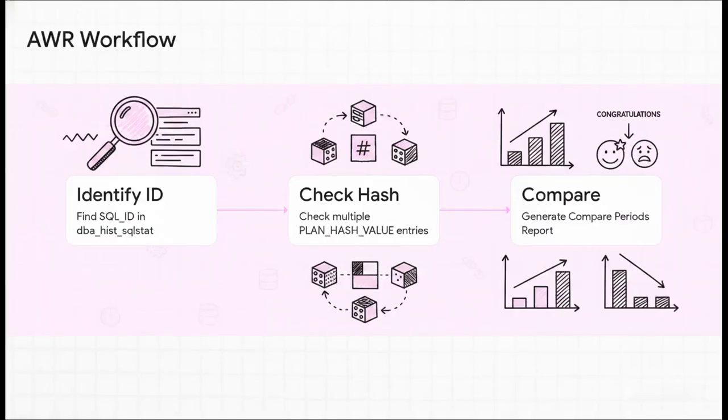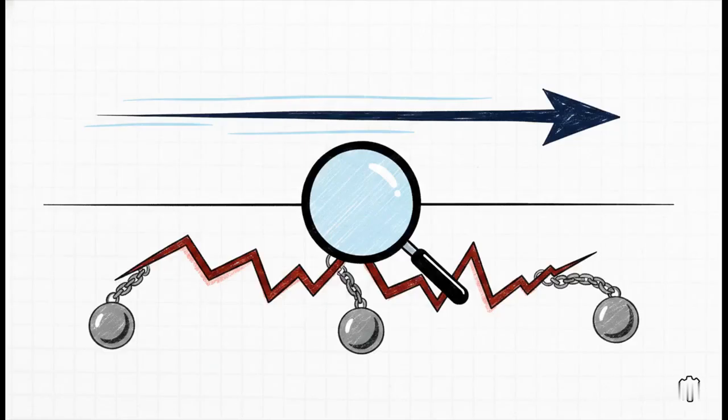So your AWR diagnostic workflow starts with pinning down the SQL_ID. If you don't have it handy, you can query the DBA_HIST_SQLSTAT view to check historical performance metrics like elapsed time. Once you've got your SQL_ID, you check to see if the plan hash value has changed over time. If you query that view and spot multiple hash values for the exact same SQL_ID, well, congratulations, you've just confirmed a plan regression. From there, running the compare period script, the awrddrpt script, allows you to really dig in. You use it to analyze the differences in resource consumption between a fast period and a slow period.